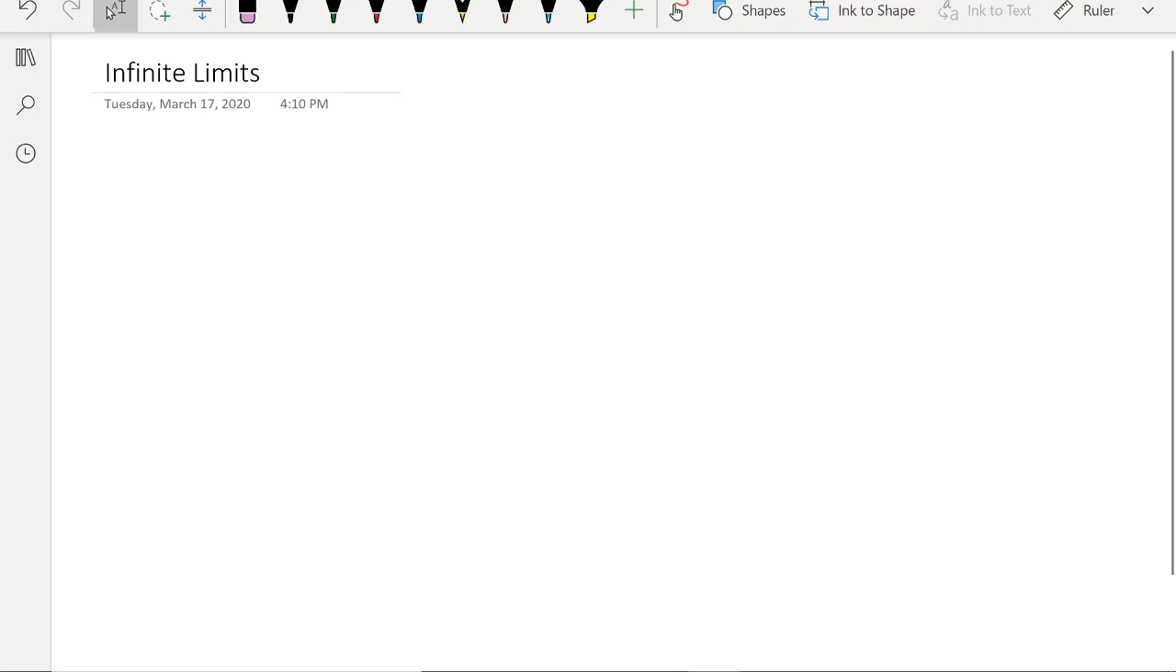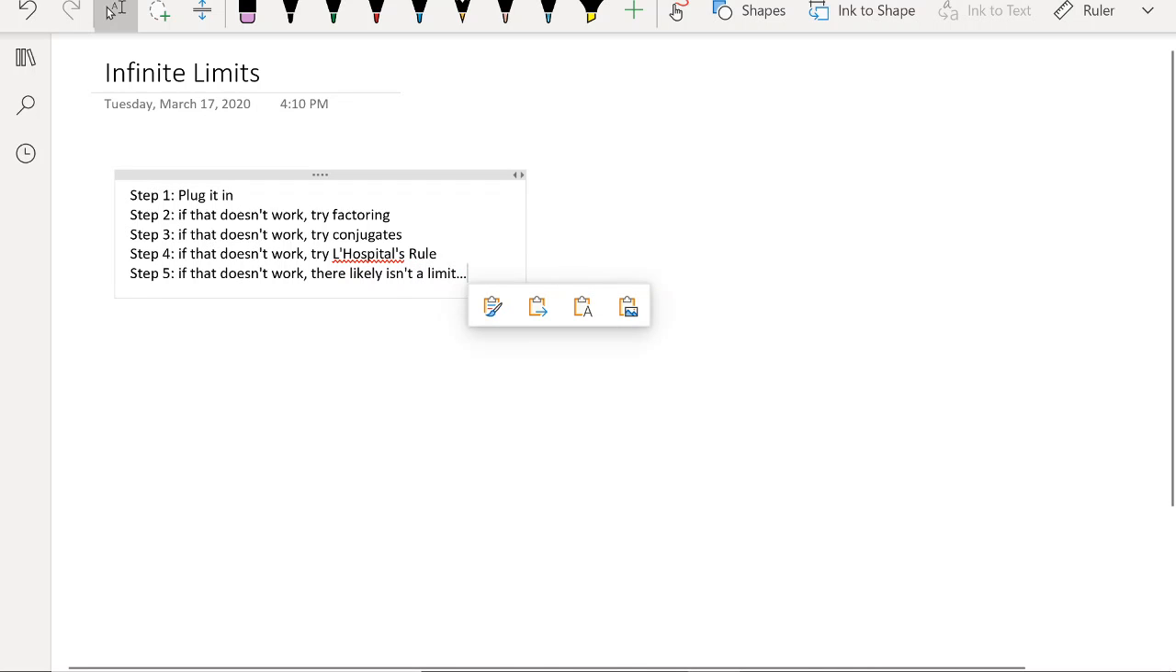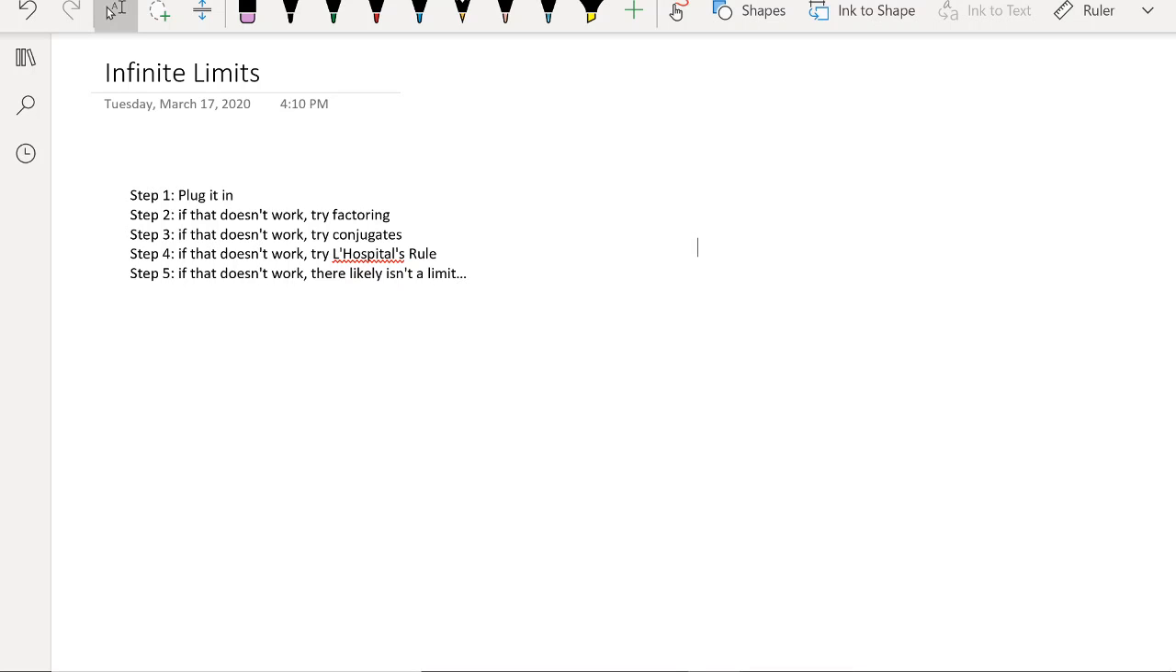So last week, if you didn't see the post, it was on just regular limits, just the basics of limits, the basic steps, and it looked something like this, but more explained in detail. So step one, plug it in, because you never know. You could just be able to plug it in. Step two, if it doesn't work, try factoring. If that doesn't work, try conjugates. If that doesn't work, try something called L'Hopital's rule. And then if none of that works, then there maybe isn't a limit.